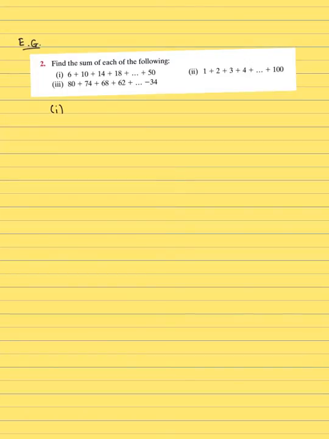In the example above, if we look at part 1, we want to find the sum of this series, but we notice that this series goes 6, 10, 14, 18 and so on. If we examine this series, we see that the first term is 6, and we can quite quickly see that the common difference is 4. But we also need to see, when did we add 50? So how many terms of the sequence were there to get to 50? Because remember, the series is got by adding the terms of the sequence.